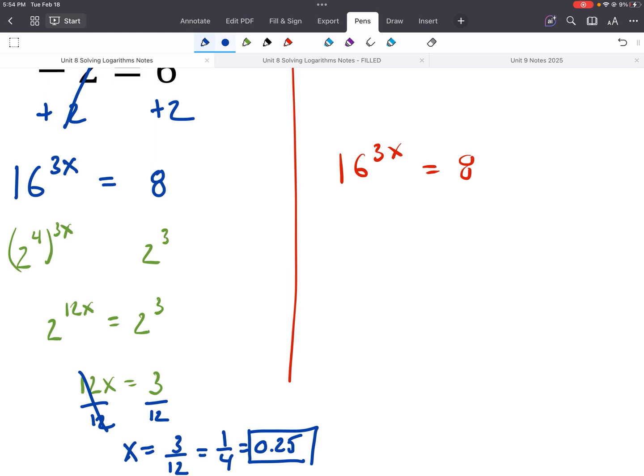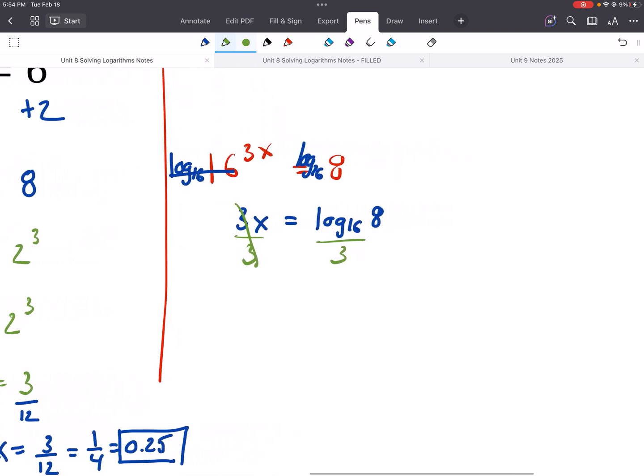We could get rid of that 16. Again, we're just trying to get x by itself, so let's get rid of the 16 by using its log. So we'd get 3x is equal to log base 16 of 8. And then we would just divide both sides by 3. So here you would need to be able to type that into your calculator.